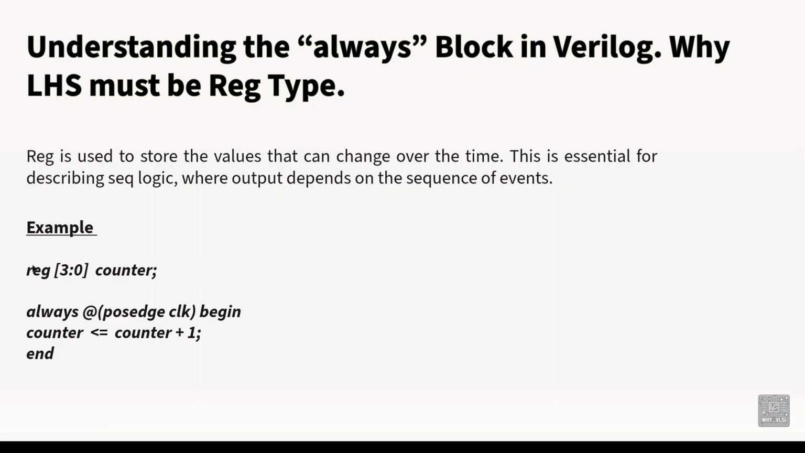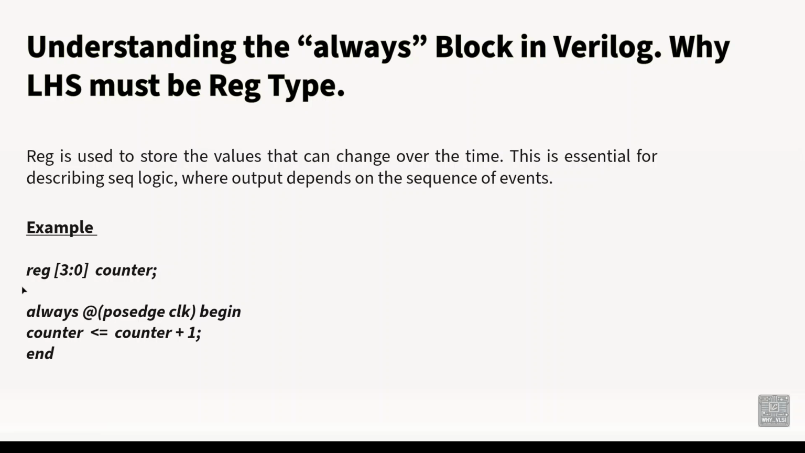In this Verilog snippet of a counter, counter is defined as a reg. So I'm taking this counter as reg type. Now comes this always block, always @ posedge of the clock. Inside the sensitivity list, I am taking the posedge of the clock. So what does it mean? Whenever the posedge of the clock comes, the sensitivity list gets hit.